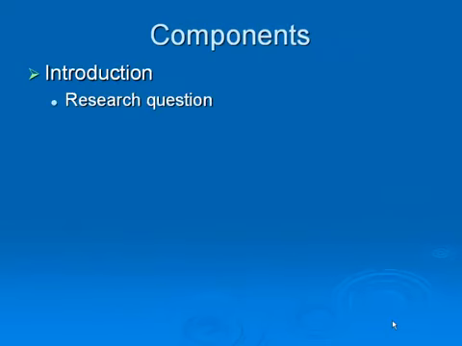Okay, so the components of a research proposal. Similar to a paper, you have an introduction section where you're presenting two main things. One is your research question, and related to that, you have to justify the importance of your question. So why should anybody care about the answer to some question you're posing?